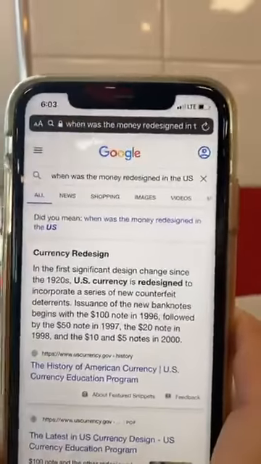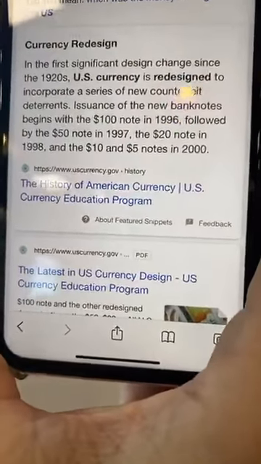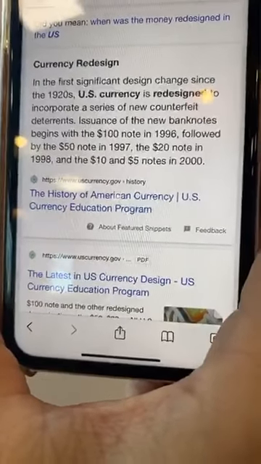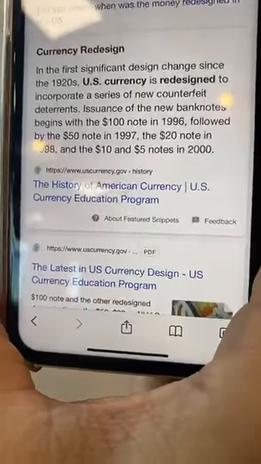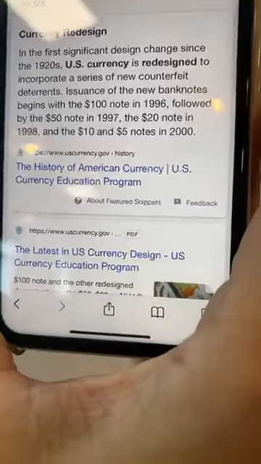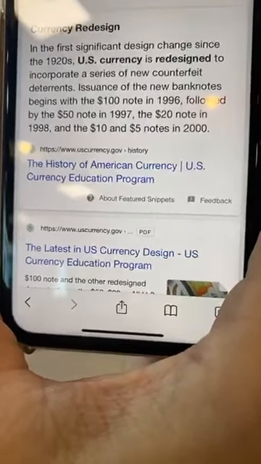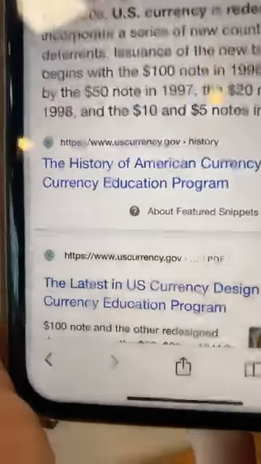Read this. I typed in Google, when was the money redesigned in the U.S.? Here's the answer. In the first significant design change since the 1920s, U.S. currency is redesigned to incorporate a series of new counterfeit deterrents. Issuance of the new banknotes begins with the $100 note in 1996, followed by the $50 note in 1997, the $20 note in 1998, and the $10 and the $5 notes in the year 2000. Now look at the website. That's uscurrency.gov. You say, Roy, where are you going with this? Oh, buckle up. I'm going to tell you where I'm going with this. I just read you when all the money was redesigned, but it did not go into circulation until 2003.